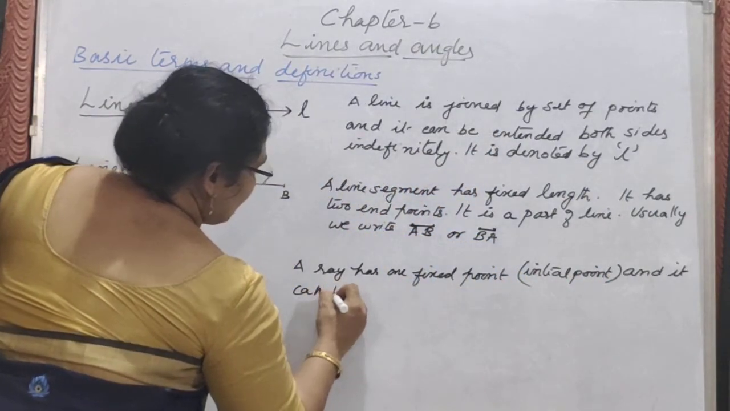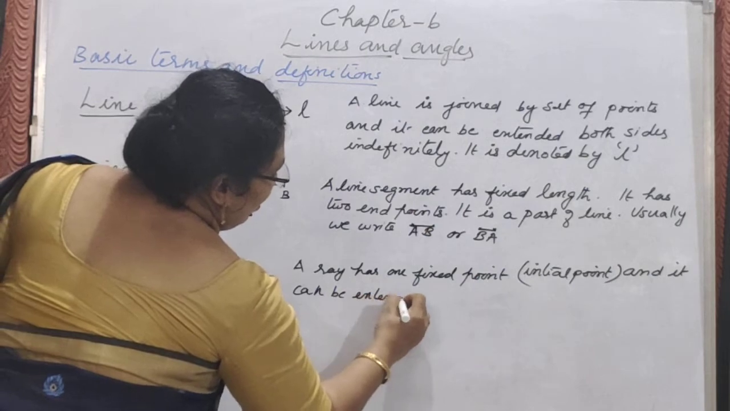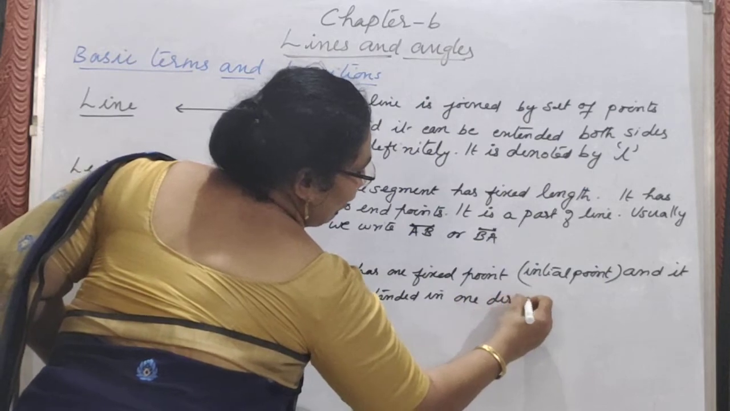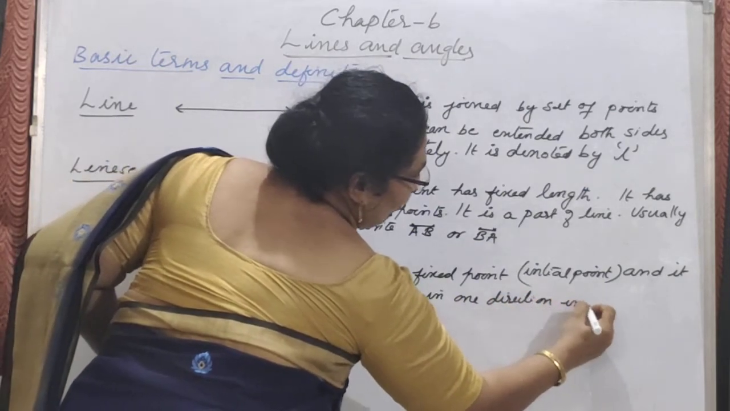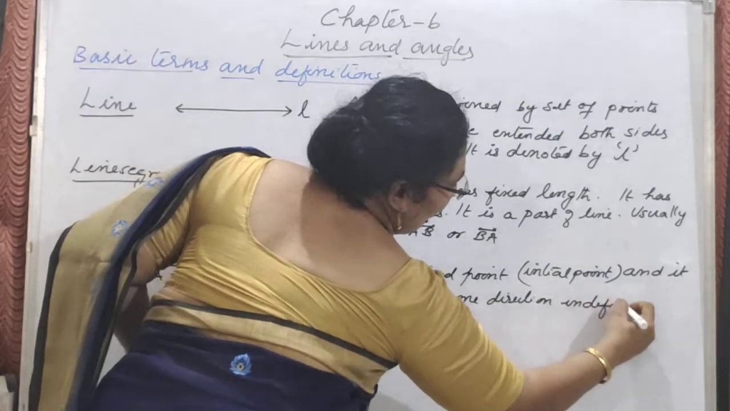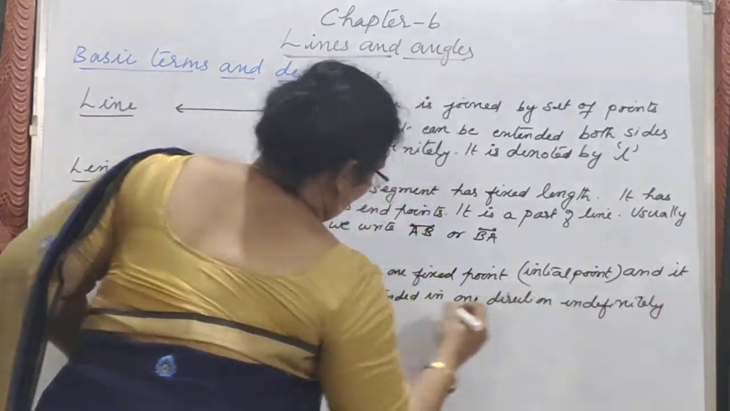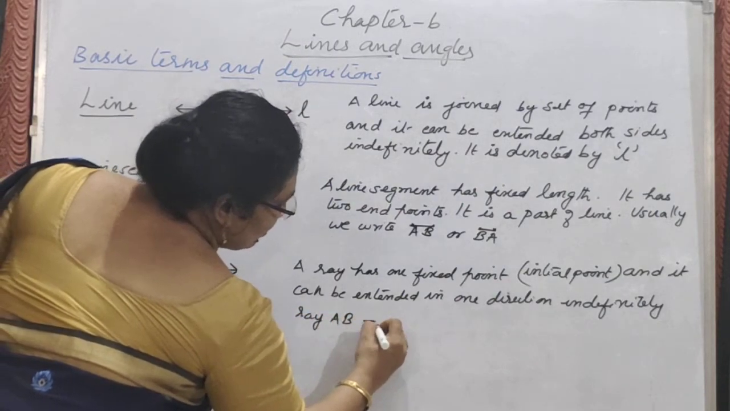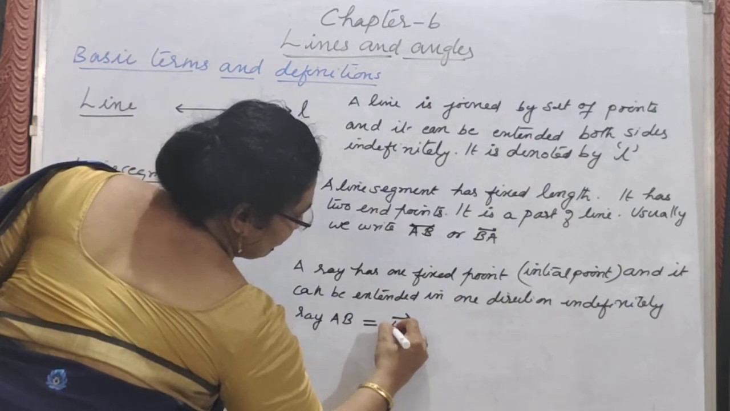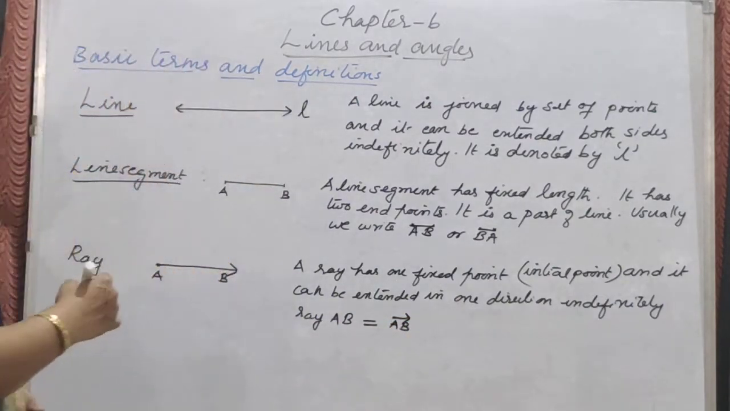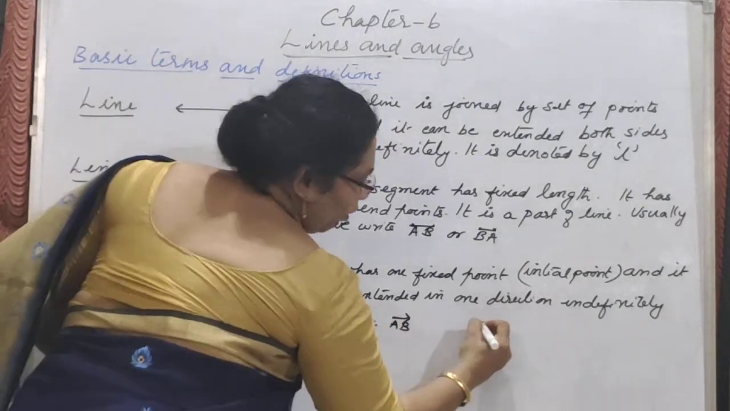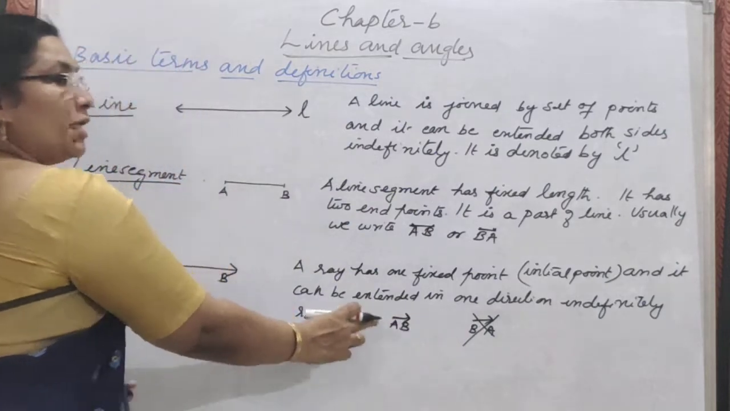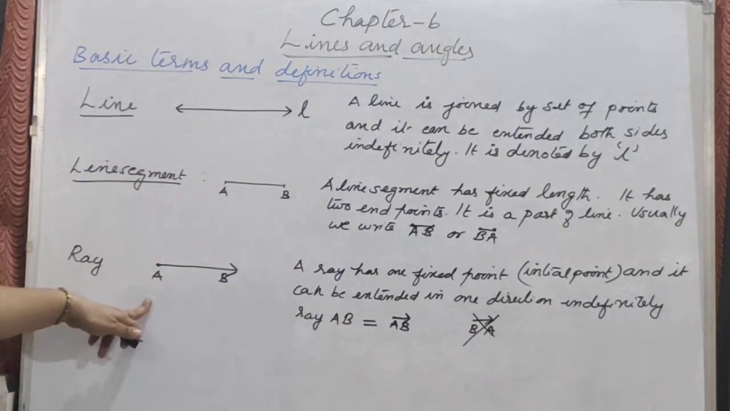A ray can be extended in one direction indefinitely. Ray AB means it should be like this. We cannot write ray BA for it. That is wrong because the starting point is A. So we should write A as the starting point.